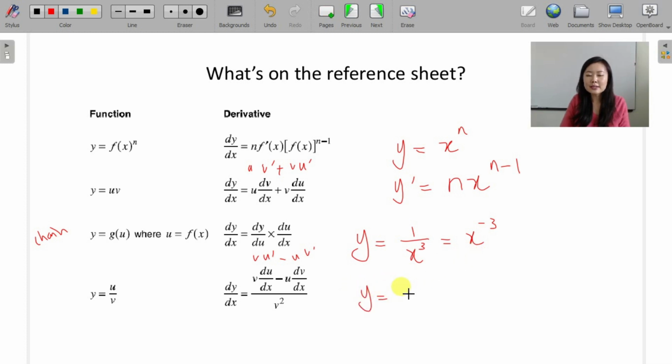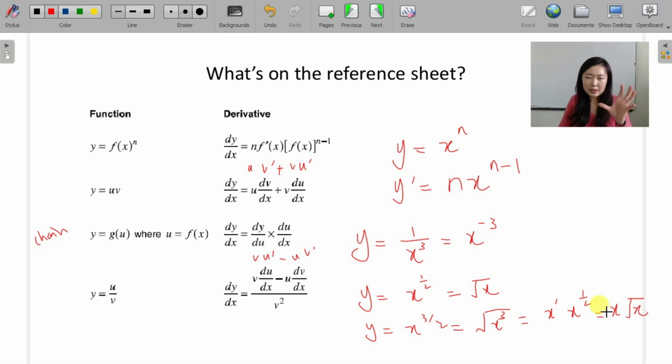And fractional indices. For example, x to the power of a half is square root of x. x to the power of 3 on 2 can be expressed in two ways: square root of x cubed, or x root x. So a lot of that indices manipulation and surds all comes up as well. And I think when we go through them, you'll see what I mean.